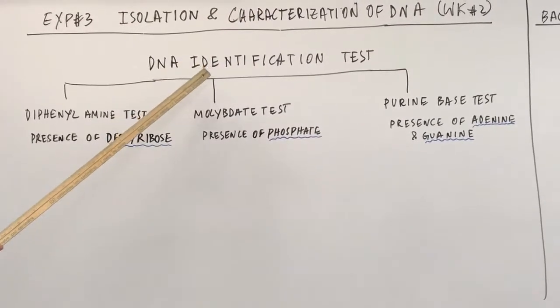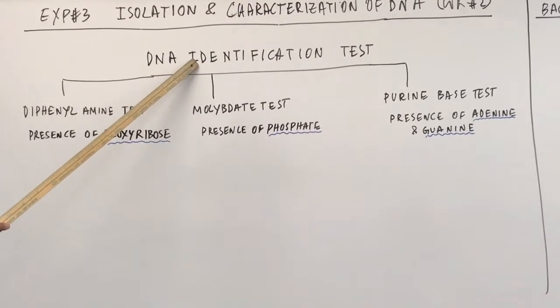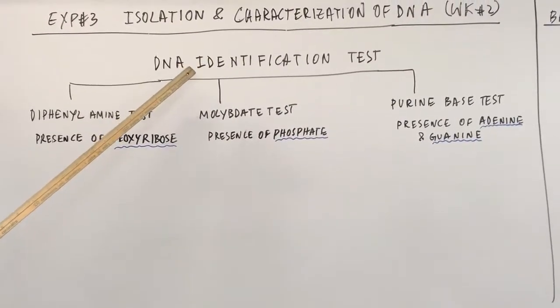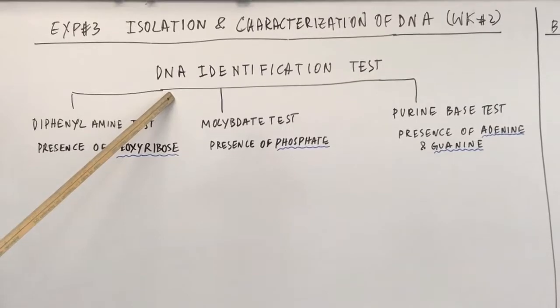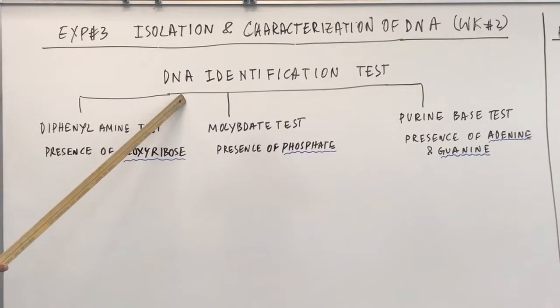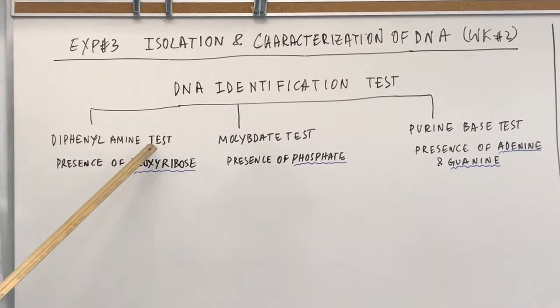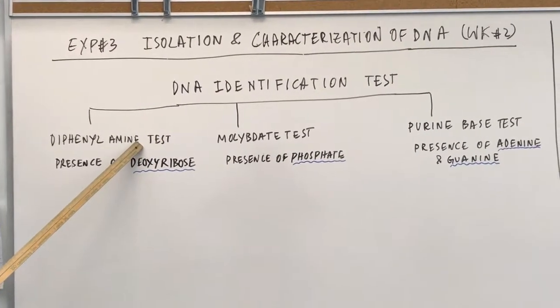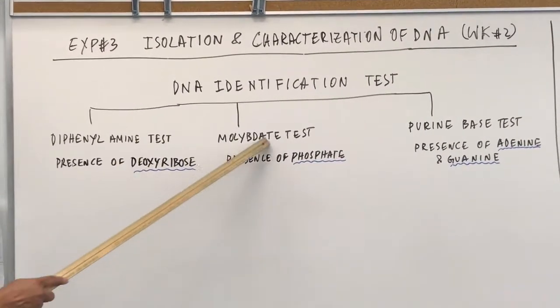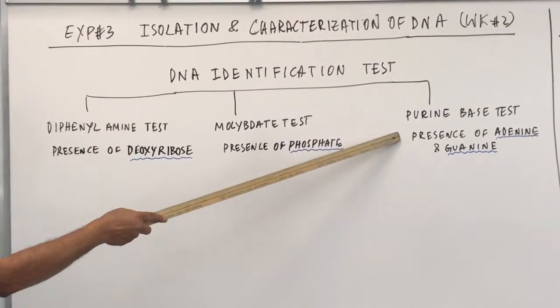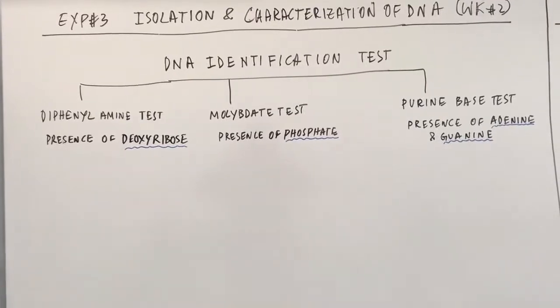After DNA has been isolated, its identity must be confirmed. The objective of this lab is to identify and confirm the presence of the isolated DNA. Therefore, we will perform the following tests: the diphenylamine test, a test for deoxyribose; the molybdate test, for the presence of phosphate; and the purine-based test, for the presence of adenine and guanine.